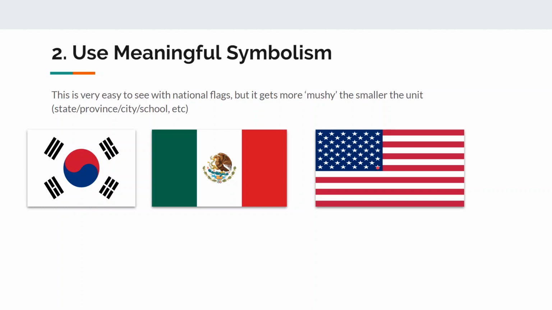As they started with 13, up here they had 13 stars. As they got more and more states, they put more and more stars up there. So the flag has changed quite a bit.